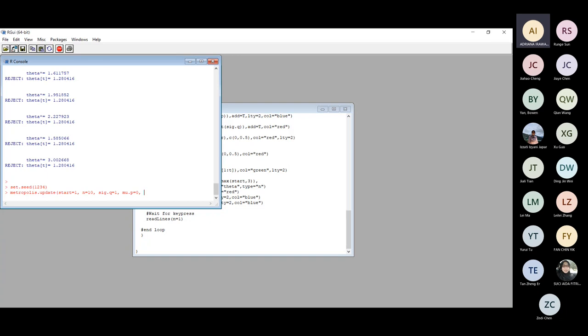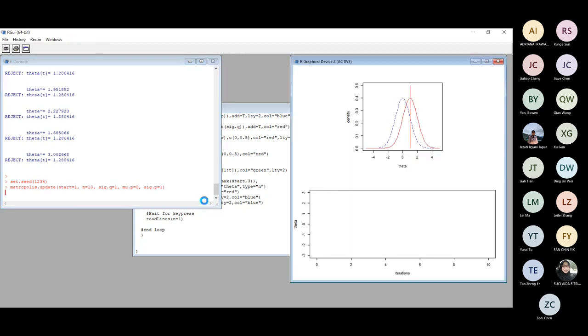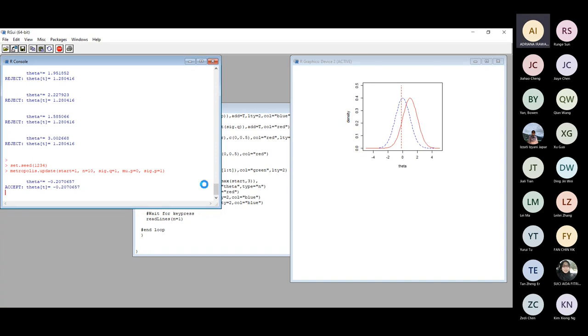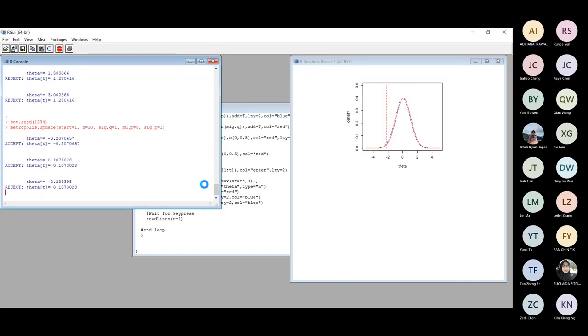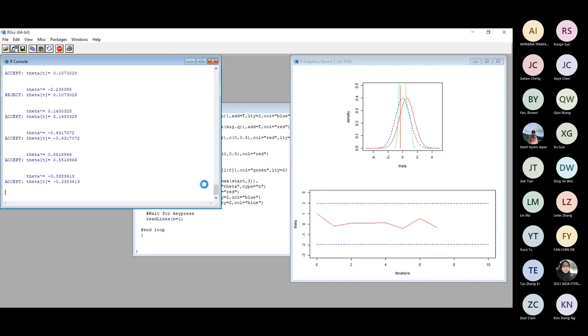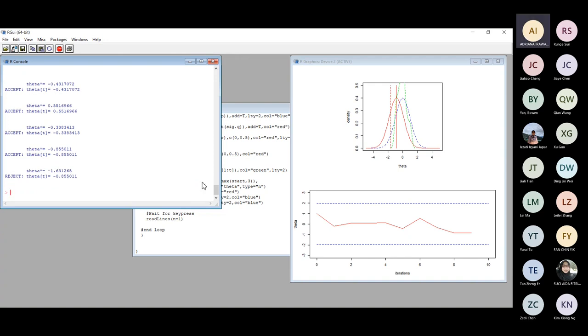If I use 1, 2, 3, 4, then I got accept, then reject, then accept. So you get similar results as me, and you can see some movement there if you use the same set.seed number, 1, 2, 3, 4. Every time you want to see the movement, you have to press enter.